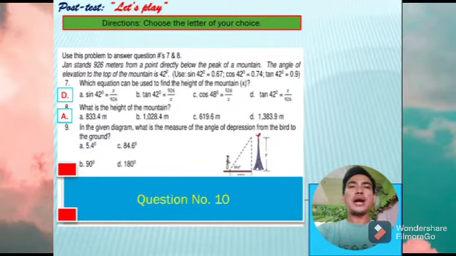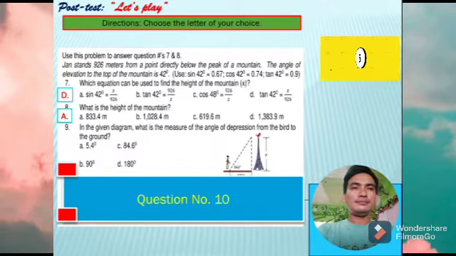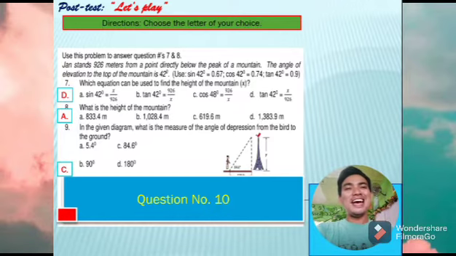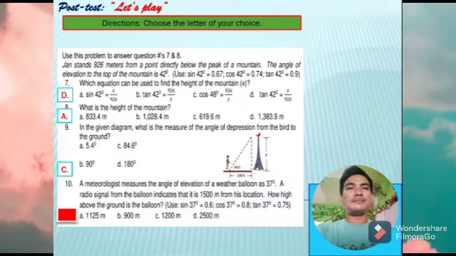In the given diagram, what is the measure of the angle of depression from the bird to the ground? Let's take a look at the illustration. Ready? Go! And the correct answer is, we have 84.6 degrees. Okay, last question, number 10.